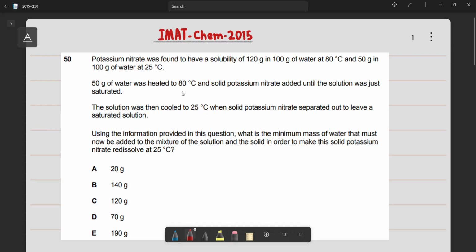At 80 degrees Celsius, solid potassium nitrate was being added constantly until it reaches a point where the solution is saturated. Saturated solution means it has reached the point where the solvent holds the maximum amount of solute dissolved. Any more solute you add will just form a visible solid, a crystal solid, or a precipitate. So it cannot be dissolved anymore. The entire amount of solute has occupied the solvent and formed the saturated solution.